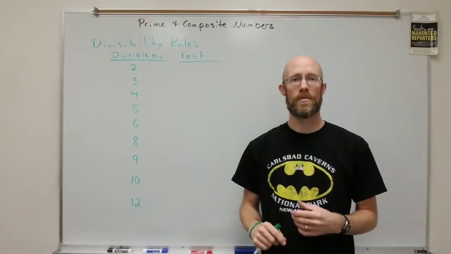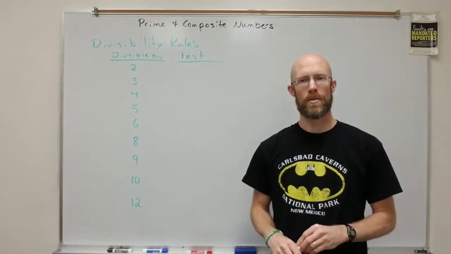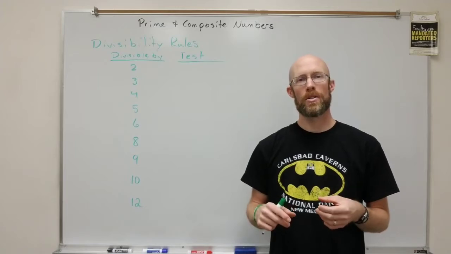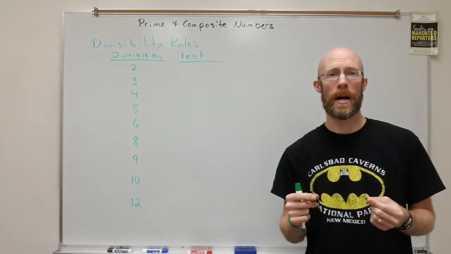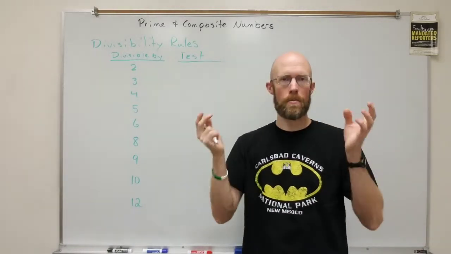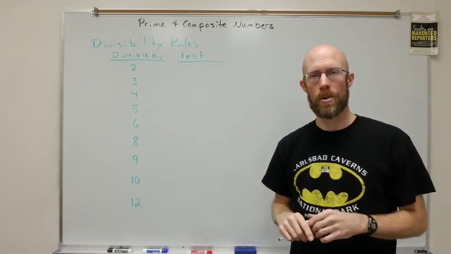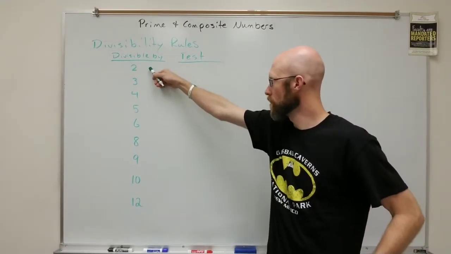We're going to look at some divisibility rules. These are patterns that you'll find to see if a composite is divisible by another number. It doesn't have to be a prime number, just any number. So we have a list here of natural numbers.